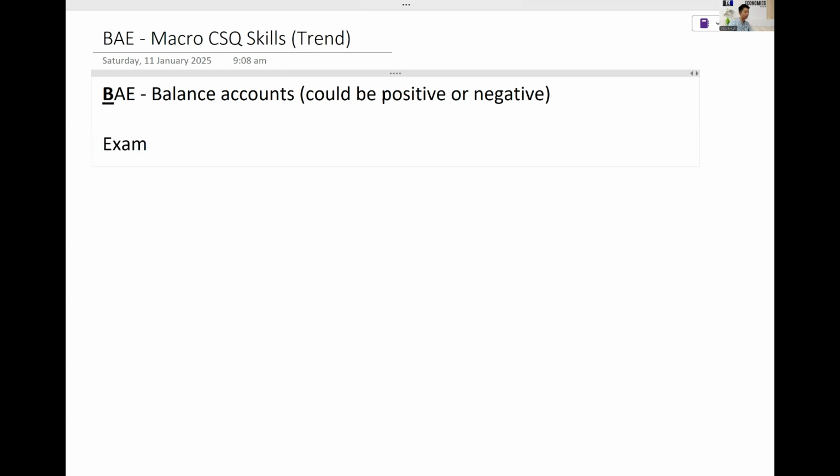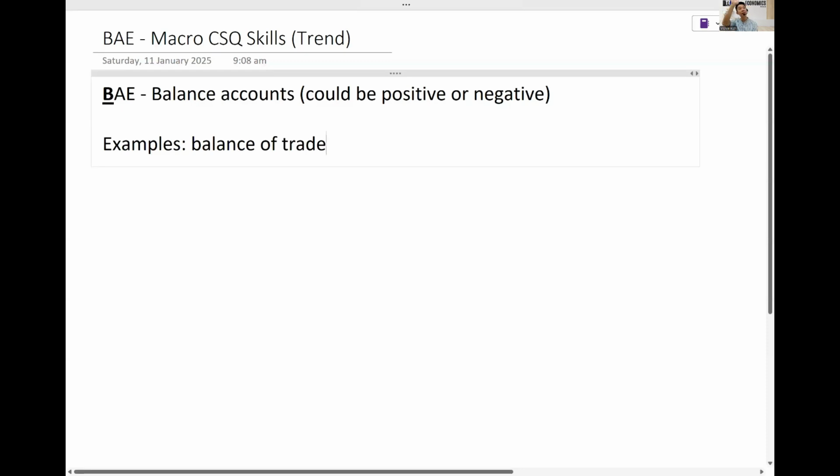Examples of balance accounts. The first one is something we addressed last week as well: your balance of trade, BOT. The first balance account, balance of trade. So what is your balance of trade? Do you all remember?